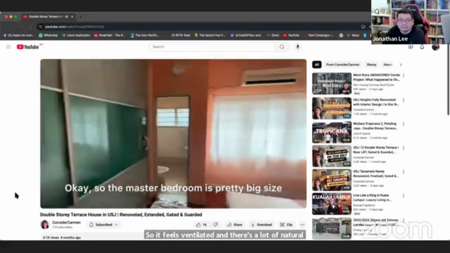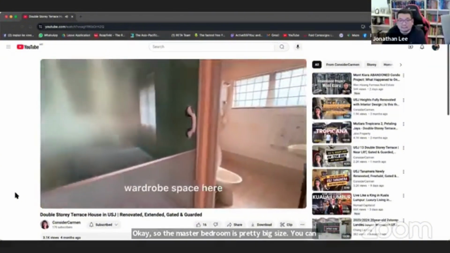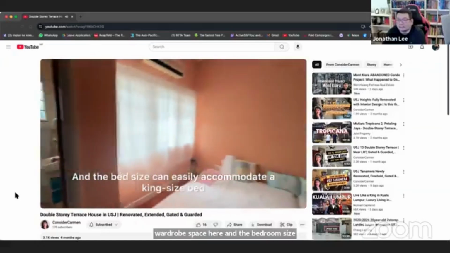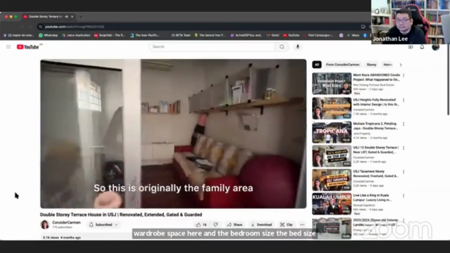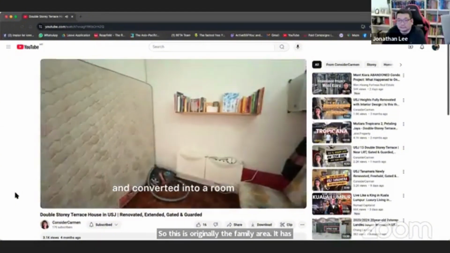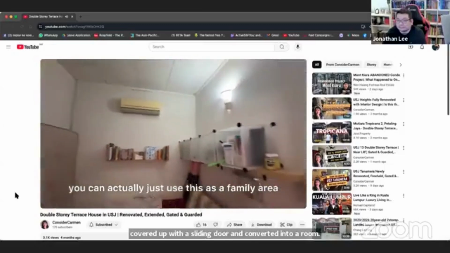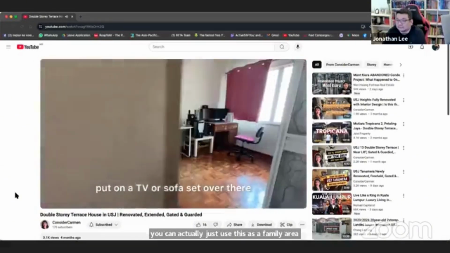Okay, so the master bedroom is pretty big size. You can fit in a built-in wardrobe space here. And the bed size, it can easily accommodate a king-size bed. So this is originally the family area. It has been covered up with a sliding door and converted into a room. But if let's say you don't see the need for a bedroom, you can actually just use this as a family area, put on a TV, a sofa set over there.